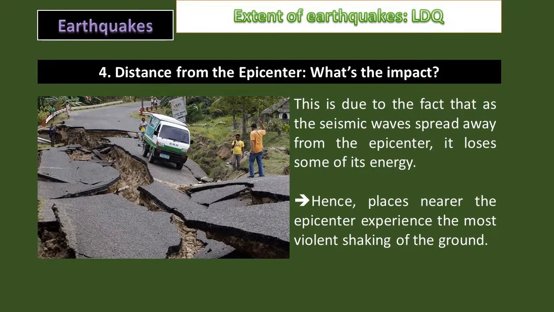We have already learned in Lesson 2 that the effects of an earthquake are less in locations away from the epicenter. This is because the energy is lost as the seismic waves spread away from the epicenter. Thus, the nearer an area is to the epicenter, the more violent shaking it will experience, which will lead to more damage to homes and buildings.